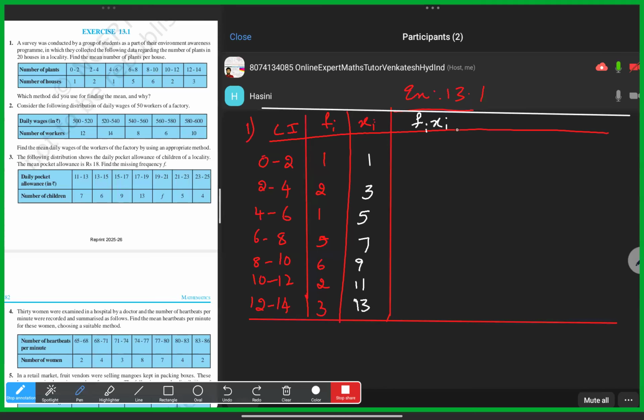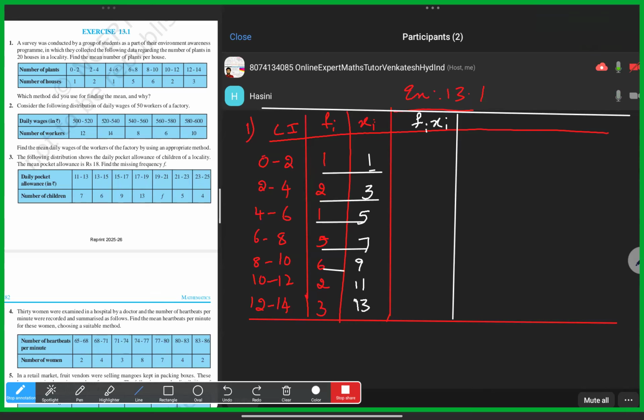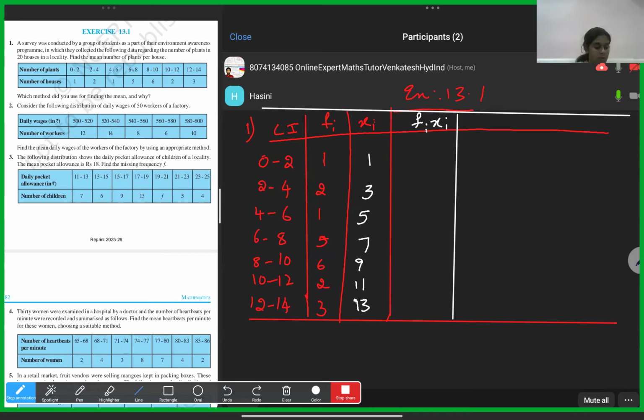What is the meaning of the fi xi column, Hasni? Simply you need to multiply the value that is present in the fi column and the xi column respectively. Respectively means this with this, this with this, like that. Okay, sir. Multiply it and tell, Hasni.